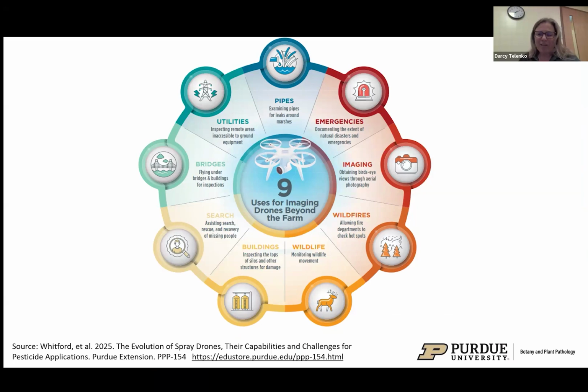So, 5 years ago, we were mainly using drones to take images of our fields, right? And in addition to field images and assessing what's going on in the crop, there are also other uses that drones have been used for around the country: imaging, looking at utilities, emergencies, wildfires, and other things. So there have been all these additional uses beyond ag, for using drones beyond the farm.